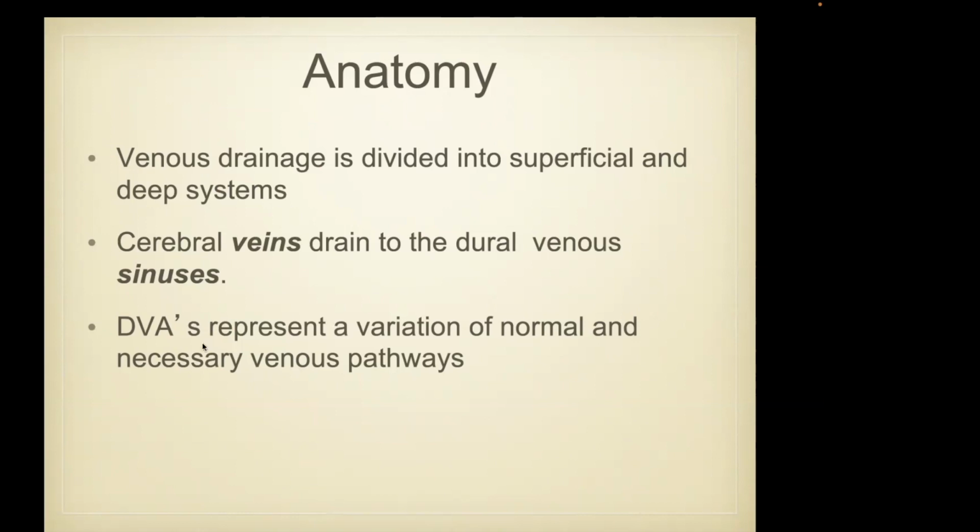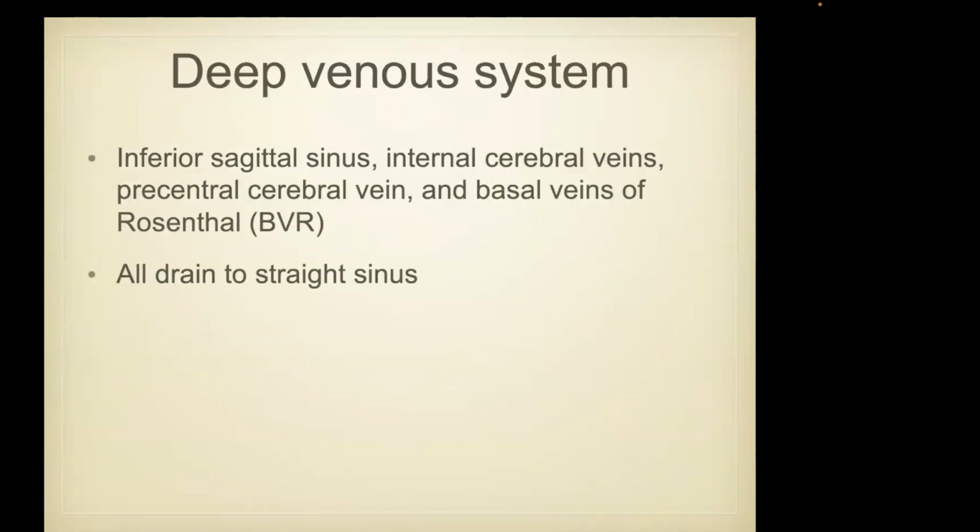You're welcome. So again, coming back to this superficial and deep venous system, and just to point out, DVAs are a variation of normal. The deep venous system is composed of the inferior sagittal sinus, the internal cerebral veins, the precentral cerebellar veins, and the basal veins of Rosenthal. These all drain to the straight sinus.